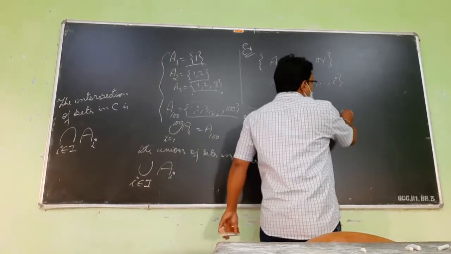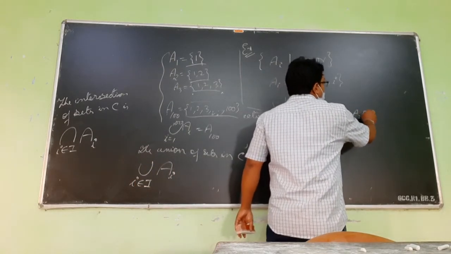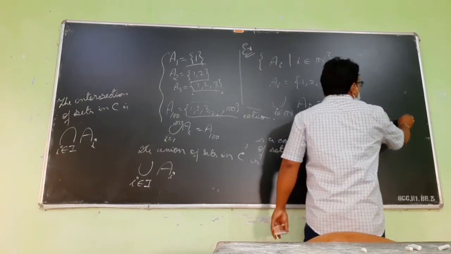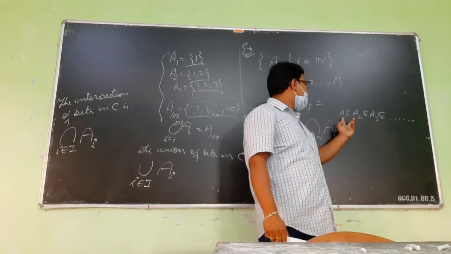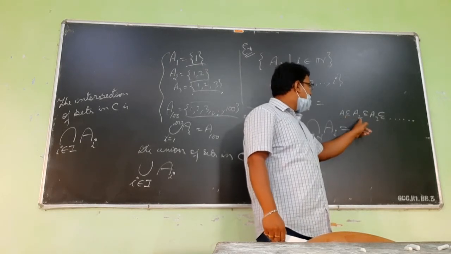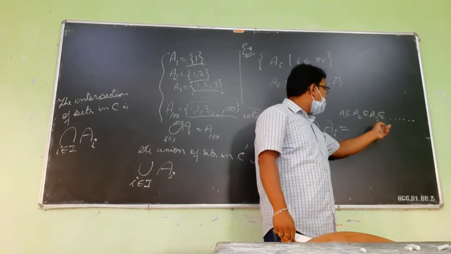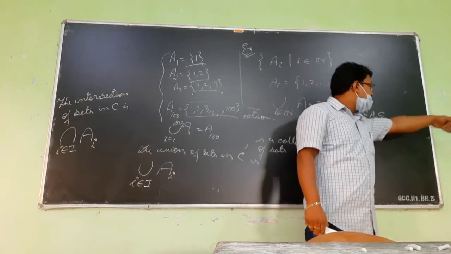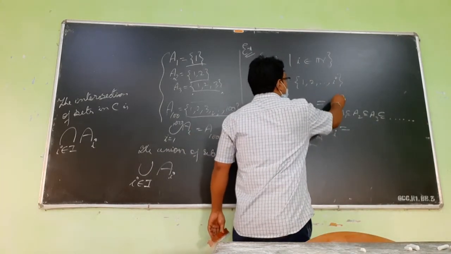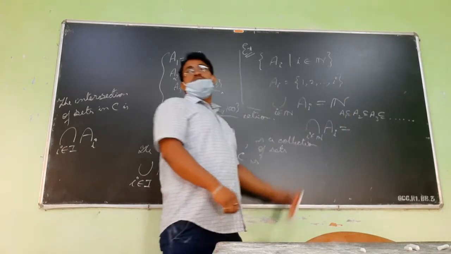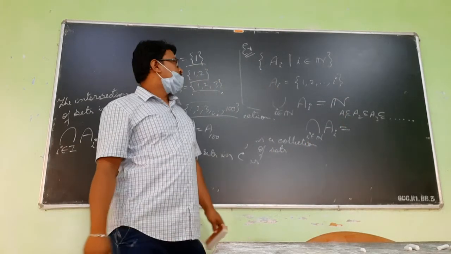A1 is a subset of A2, a subset of A3, and so on this way. So every time I take the union of two of these, I get the larger one. That way the process continues. Ultimately, what I will get as the union of A_i, you can exactly show, is N.